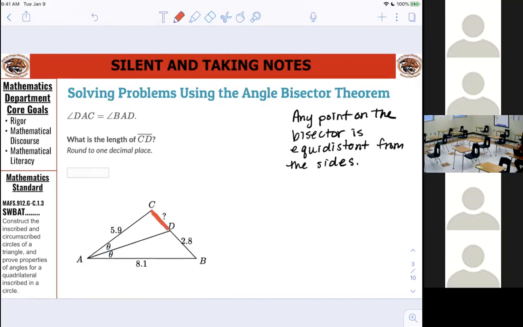Think about what you just said, and maybe think, it's almost right. What exactly is equal? What do we know is equal? AC and AB, the line segments? Yeah. Are they though? Look, this is 5.9 and this one's 8.1.